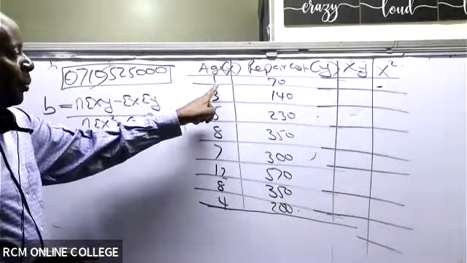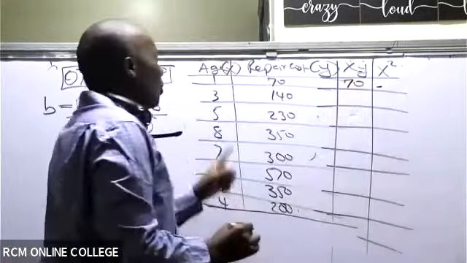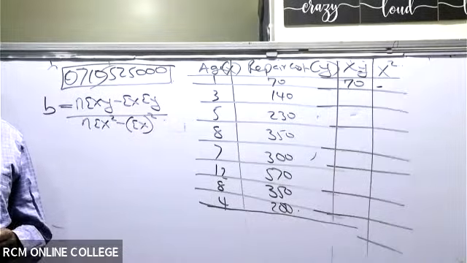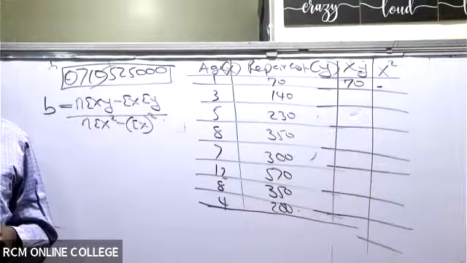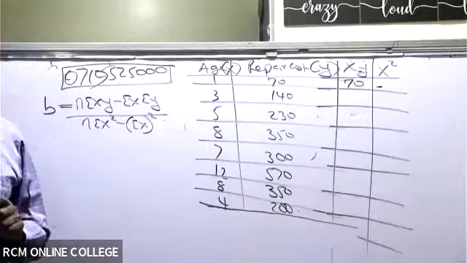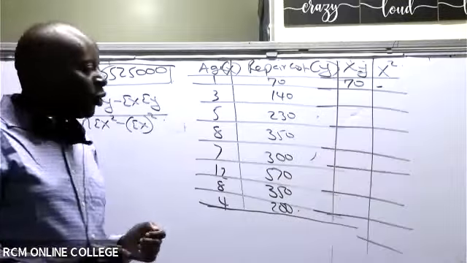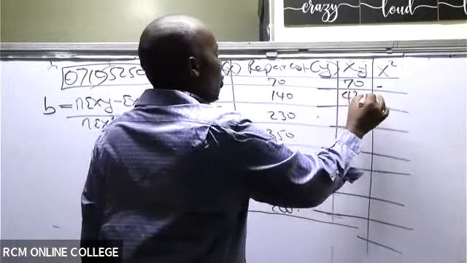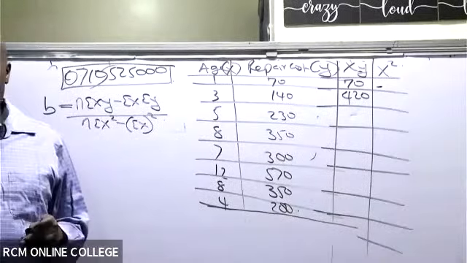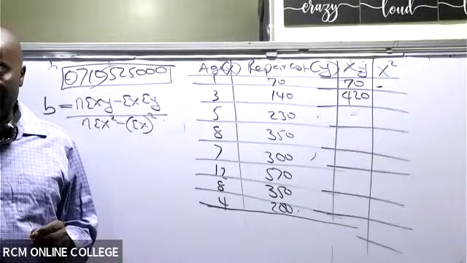So xy means you're multiplying. So 1 times 70, this gives me 70. How about 3 times 140? Can somebody give me 3 times 140? You guys must give me these values. So that gives me what figure? Chitechi Laura, 420. Thank you so much. And then we have here 5 times 230.